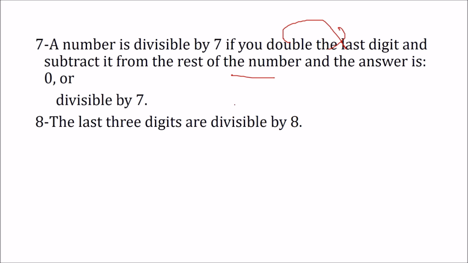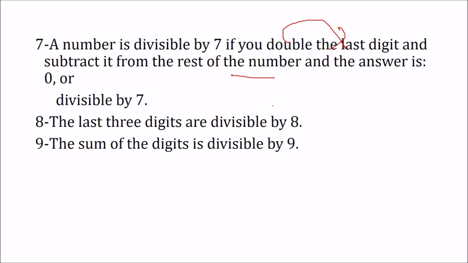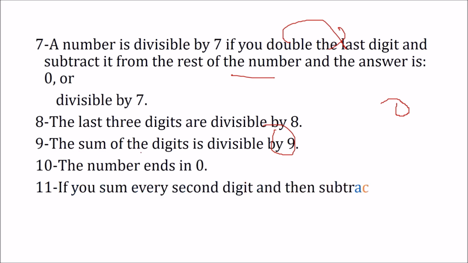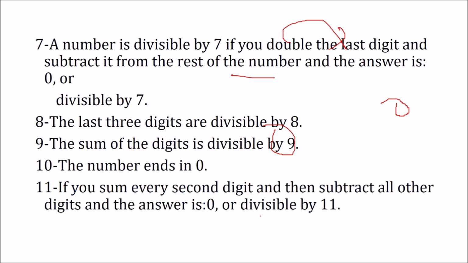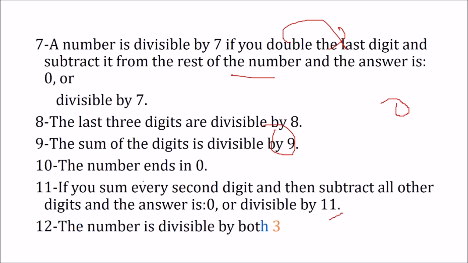Then the 8. If the last 3 digits are divisible by 8, you conclude it is divisible by 8. 9. If the sum of the digits is divisible by 9, then you say the whole number is divisible by 9. 10. If the number ends with a 0, you say it is divisible by 10. 11. If you sum every second digit and then subtract all the other digits, and the answer is 0 or is divisible by 11, you say that the whole number is divisible by 11. 12. If the number is divisible by 3 also and 4 also, you say the number is divisible by 12.